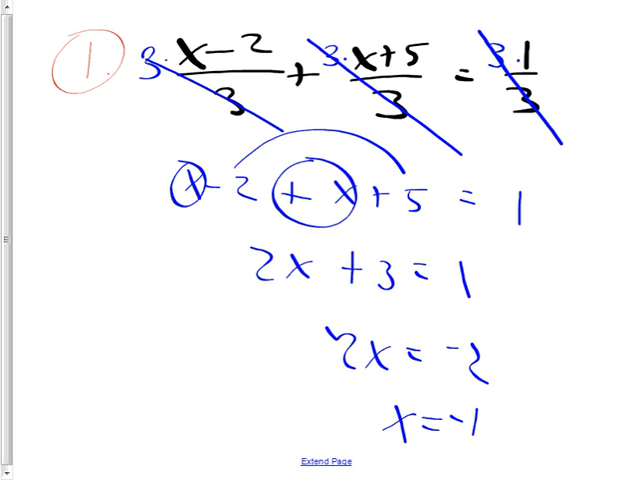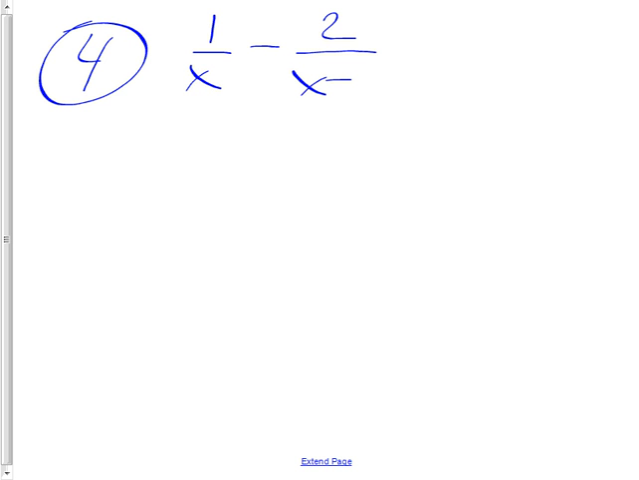I want to move on to number 4. Everybody look at number 4. Number 4 says 1 over x minus 2 over x minus 3 is equal to 4.